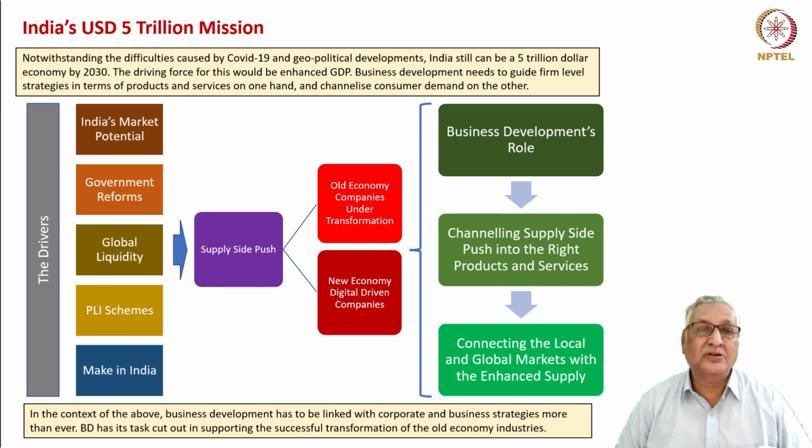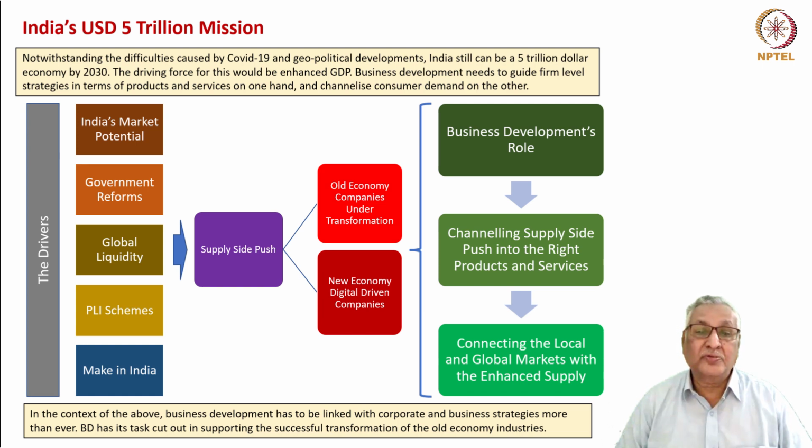The way the private and public sector enterprises function and create wealth would be a great support for India's $5 trillion mission. The drivers for this mission are India's market potential, government reforms, global liquidity, PLI schemes, that is, production linked incentive schemes, and the Make in India initiative. All of these things will provide supply side push.